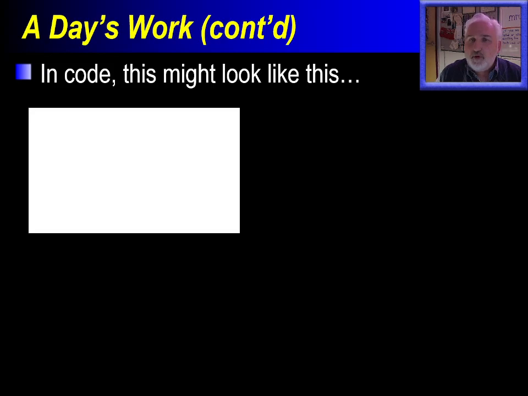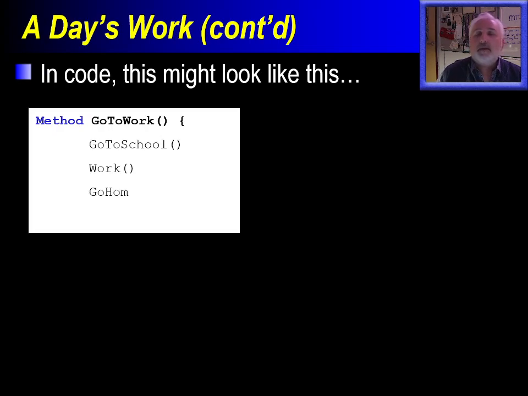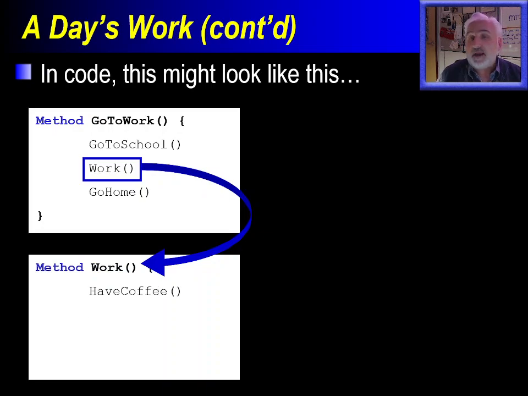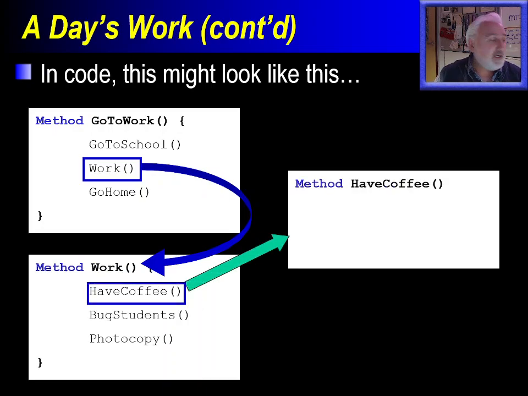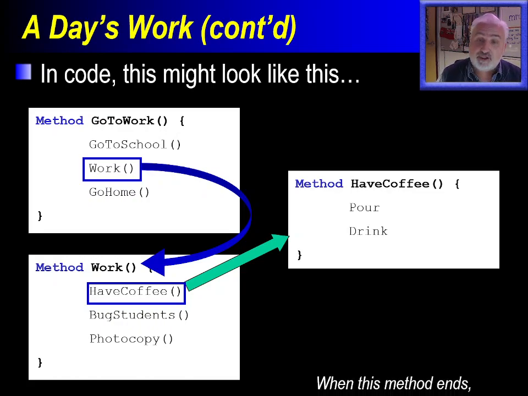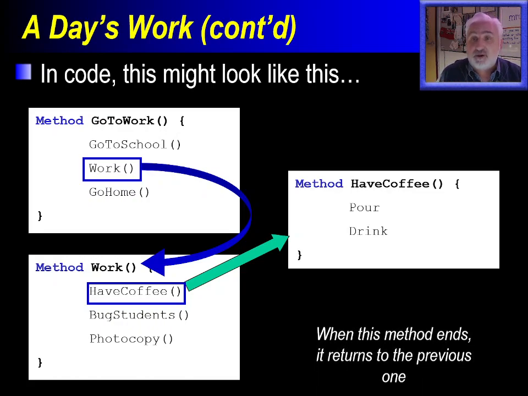And then I move that further into actual pseudocode, right? How going to work means going to school. How going to work means going to work and then going home. But then I break down work, breaking down work to having coffee and bugging the students and photocopying. Then I break down having coffee, what that essentially means, and how that process could continue.